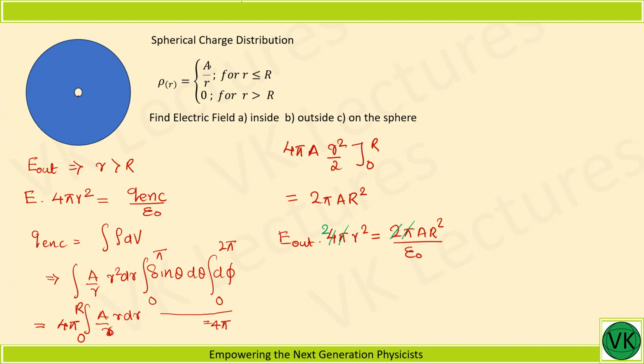Here we have 2, so 2 over 4 r square epsilon naught. So E out is equal to A R square by 2 epsilon naught r square.